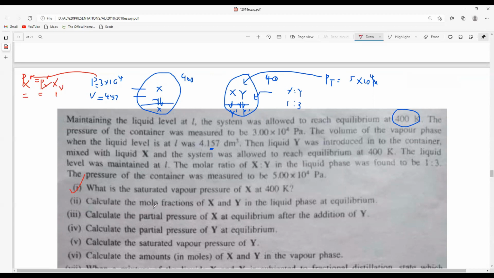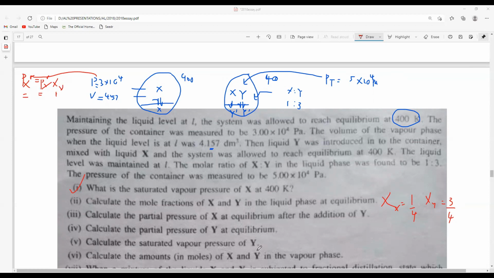And the second one, calculate the mole fractions of X and Y in the liquid phase at equilibrium. So they have given the mole ratio. So X will be 1/4 here because 1:3 means 1/4. And Y here will be 3/4 because 3:1. Okay, so these are very, very simple cases.